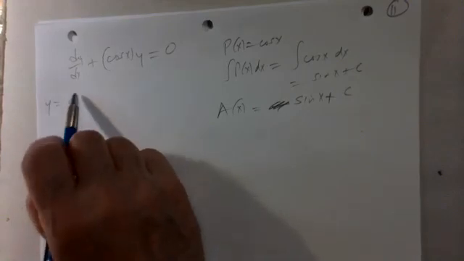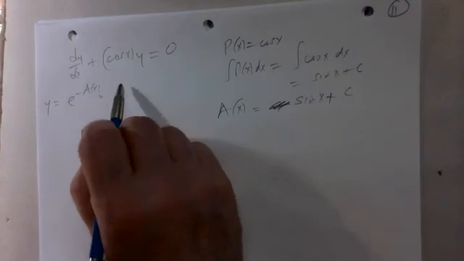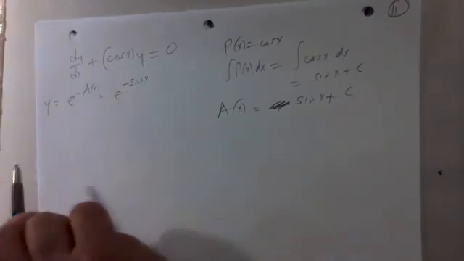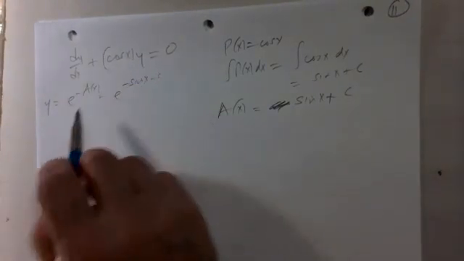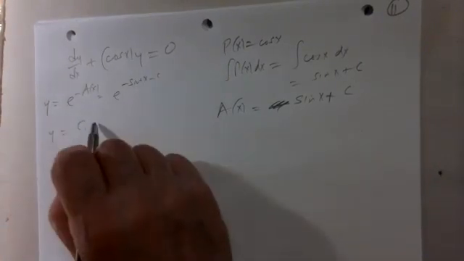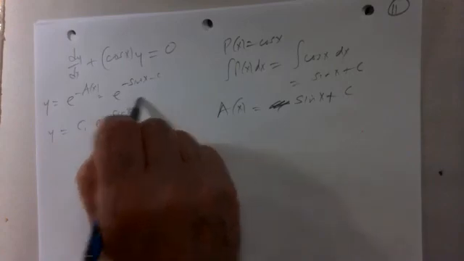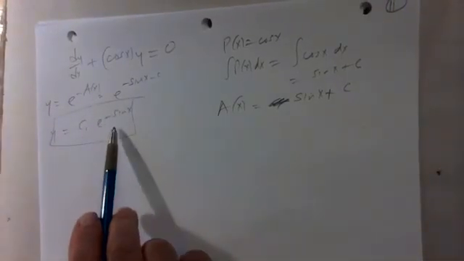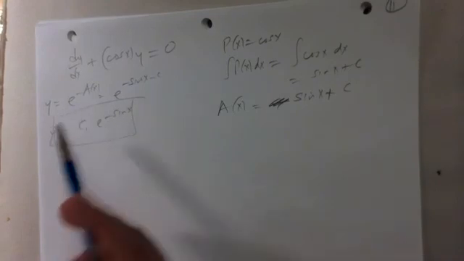So my solution is y equals e to the minus a of x. That's e to the minus sine x minus c, or some constant c1 times e to the minus sine x. And you can check by differentiating that, in fact, that's the solution.